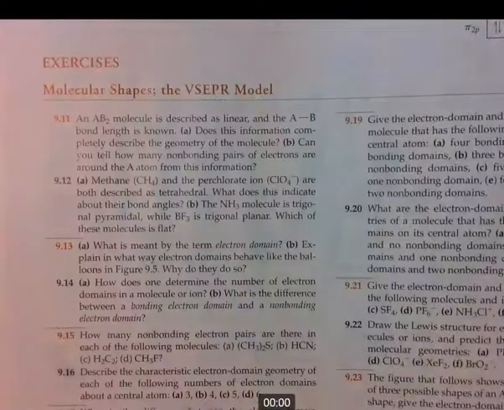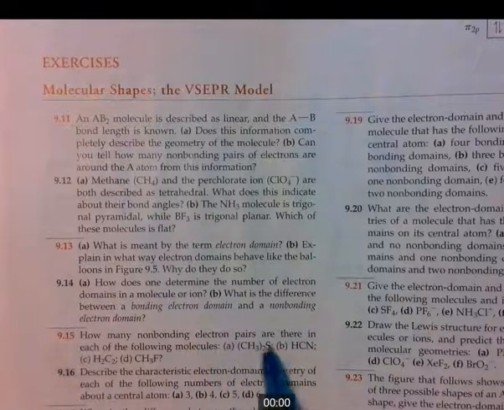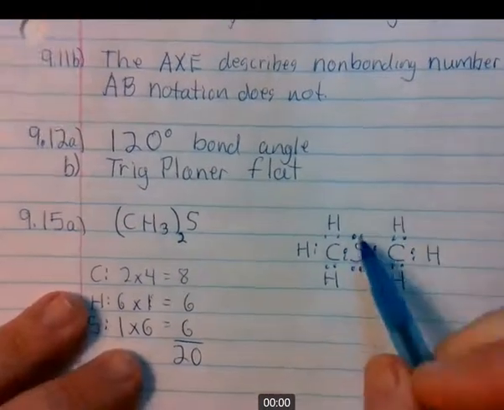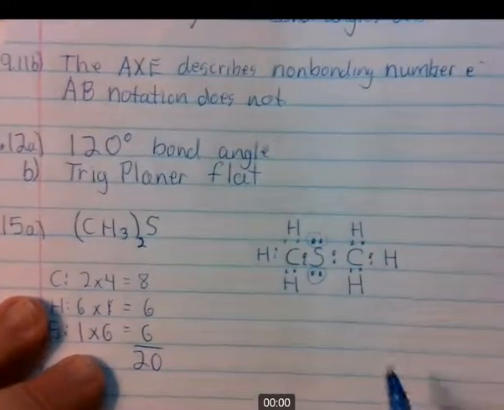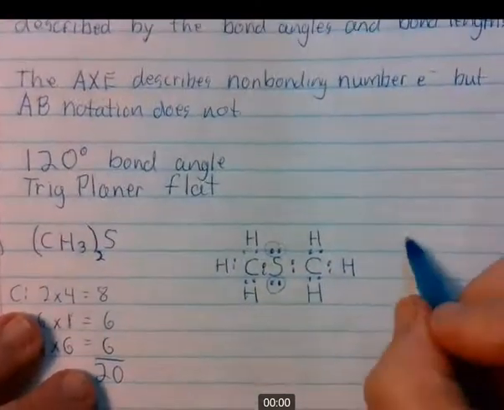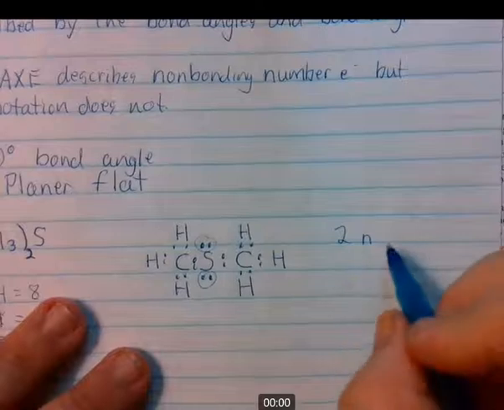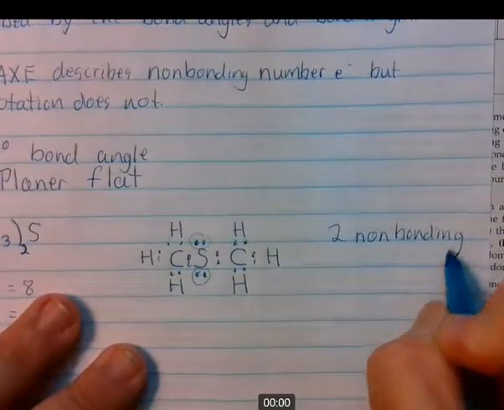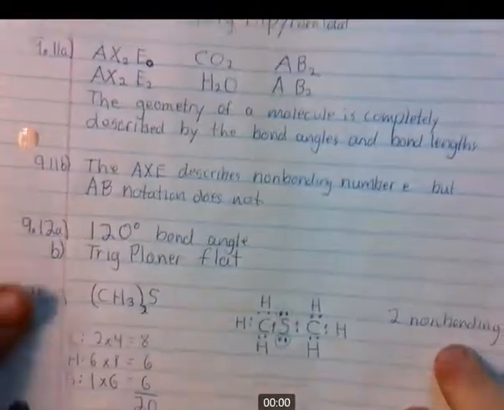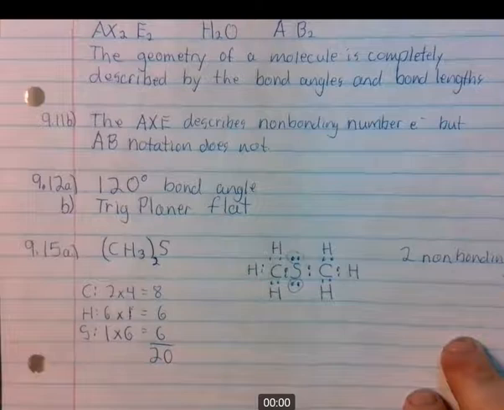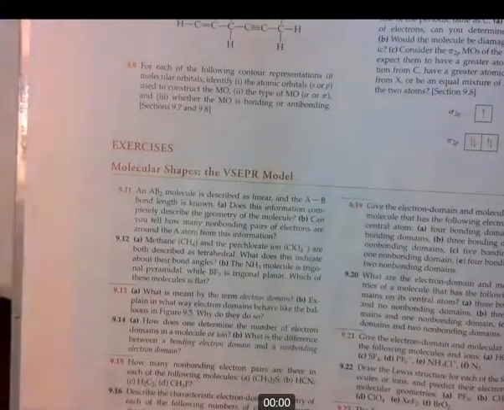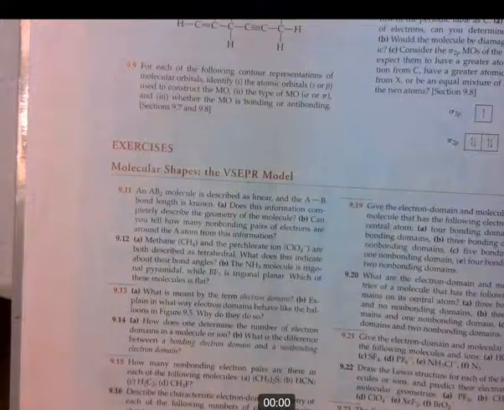So now let's see what the question is asking. It's asking how many non-bonding pairs are in each of the following molecules. And the only ones that we see are right here and right here. So the answer to that for A would be 2 non-bonding. Okay, and let me raise this up a little so you can see the whole thing. So there's the complete answer right there. Okay, let's go on to the next ones, and they seem a little easier.